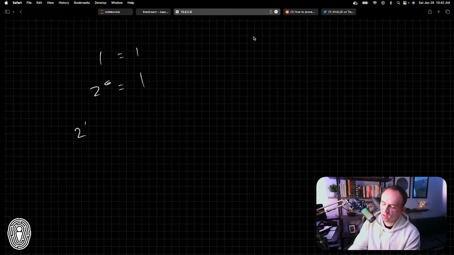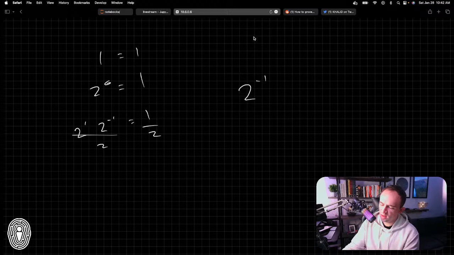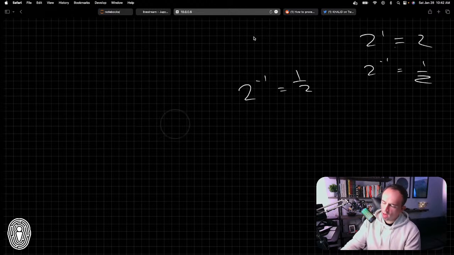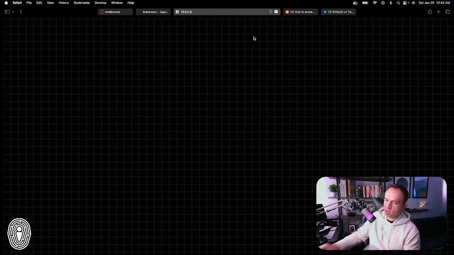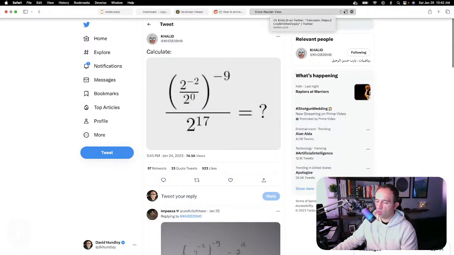So 2 to the 1 times 2 to the negative 1 equals 1. And then we divide both sides by 2. So that's going to be 2 to the negative 1 equals 1 over 2. Like I said before, when we take it to the negative power, it's the reciprocal. 2 to the 1 by itself is just 2, and so 2 to the negative 1 is going to be 1/2. I hope that makes sense now. The reason I want to bring that up is because that's the final piece of the puzzle of solving this problem right here.